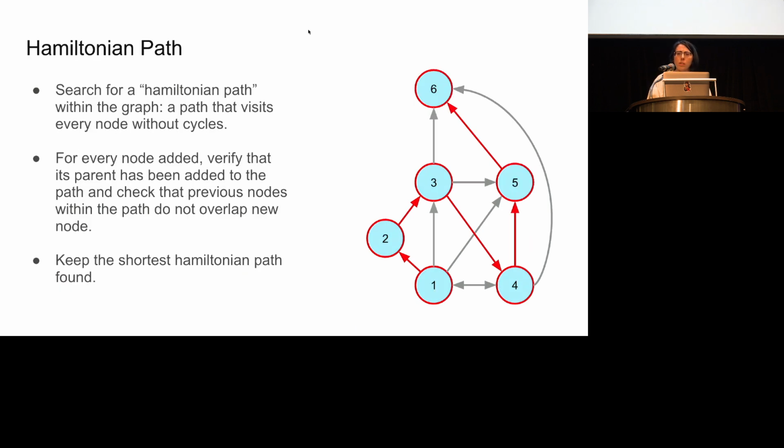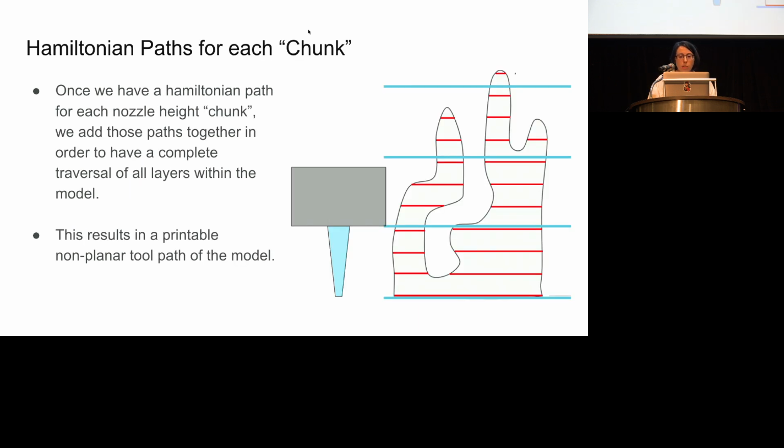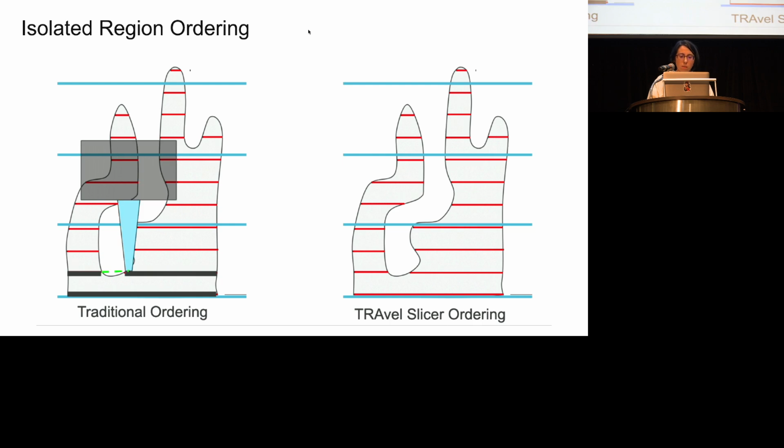We search for the shortest Hamiltonian path within the graph, visiting each node exactly once, that does not violate our height dependency constraint or our overlap constraint. And once we find the shortest Hamiltonian path for each nozzle height section, we put them all together, resulting in a non-planar printable ordering of isolated regions for the model.